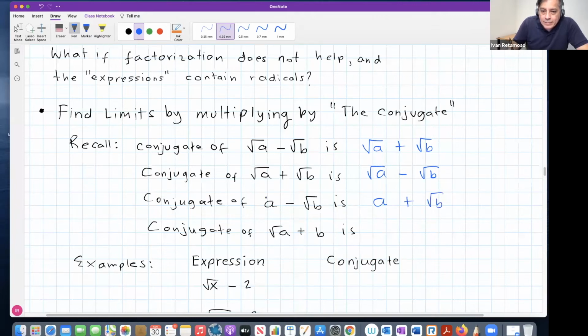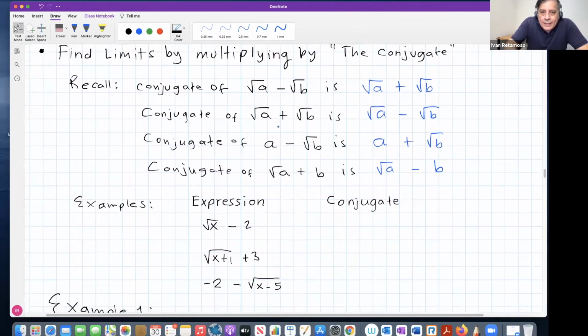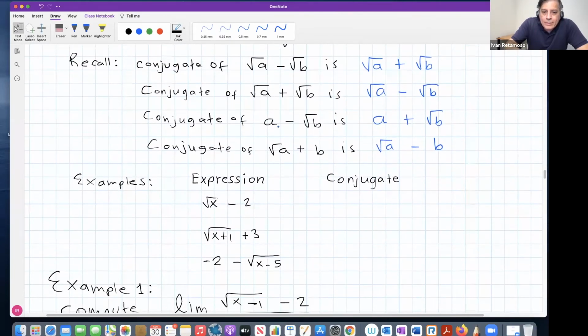First term stays the same, second term changes its sign. And similarly, the conjugate of a square root of a plus b should be a square root of a minus b, right? All right. In order to make sure that you understand how to take the conjugates, let me give you these 3 exercises here.